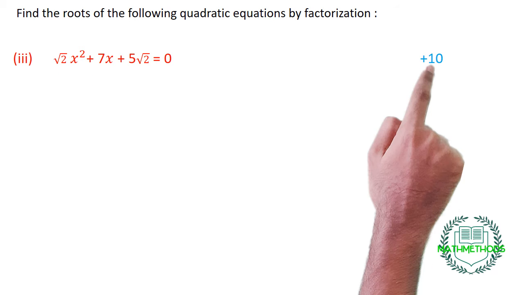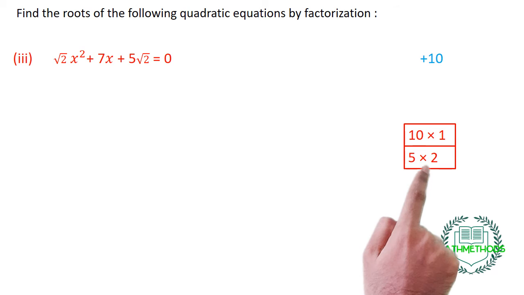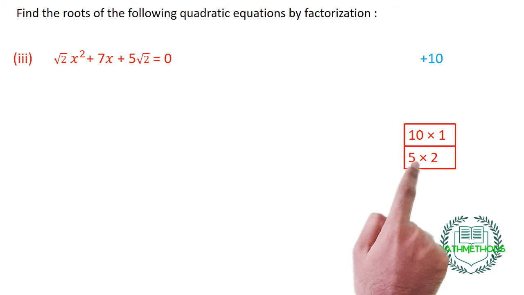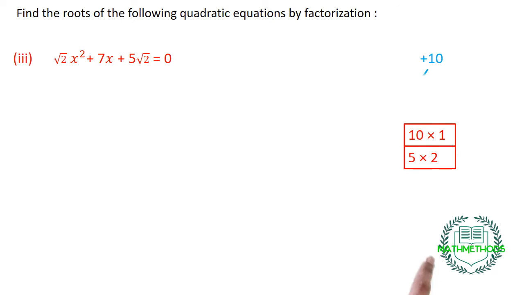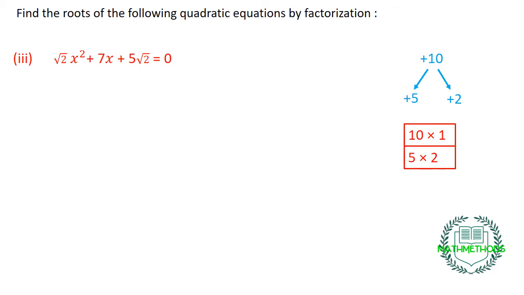Two factors of 10 can be 10 and 1 or 5 and 2. Now out of these two factorizations, 5 and 2 suits our requirement, because plus 5 into plus 2 we get plus 10, and plus 5 plus 2 we get plus 7, which is equal to the coefficient of the middle term. So we can take two factors of 10 as plus 5 and plus 2.